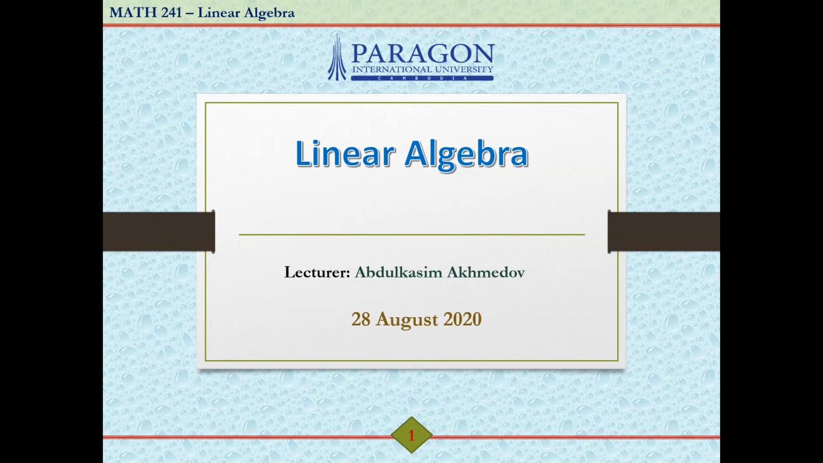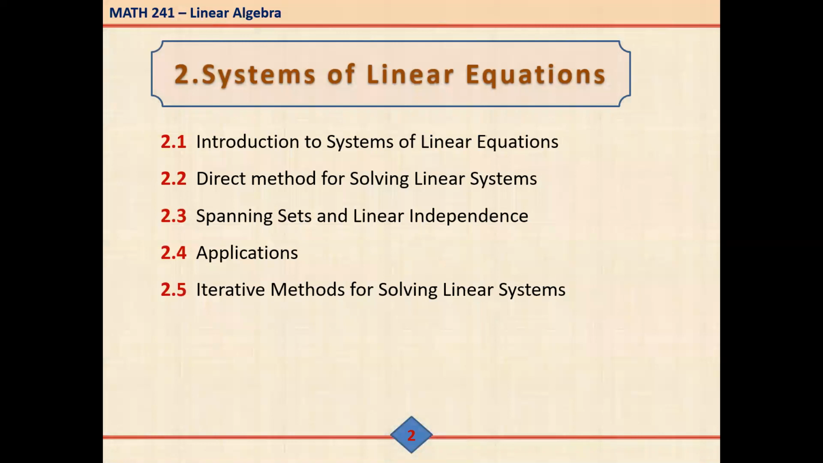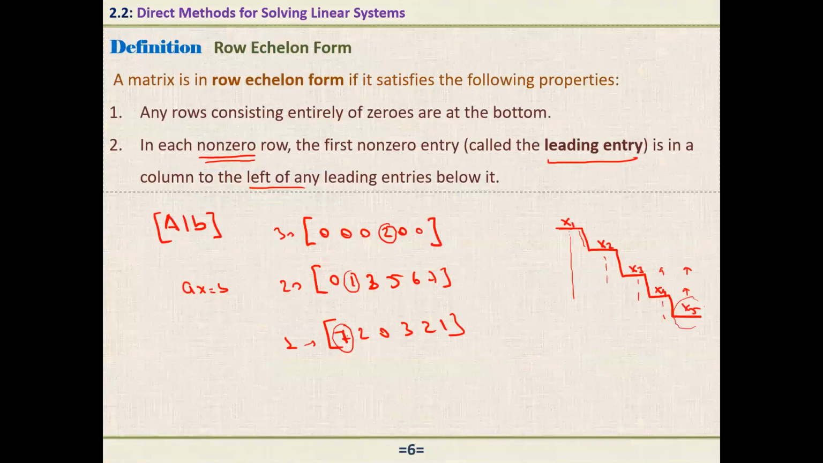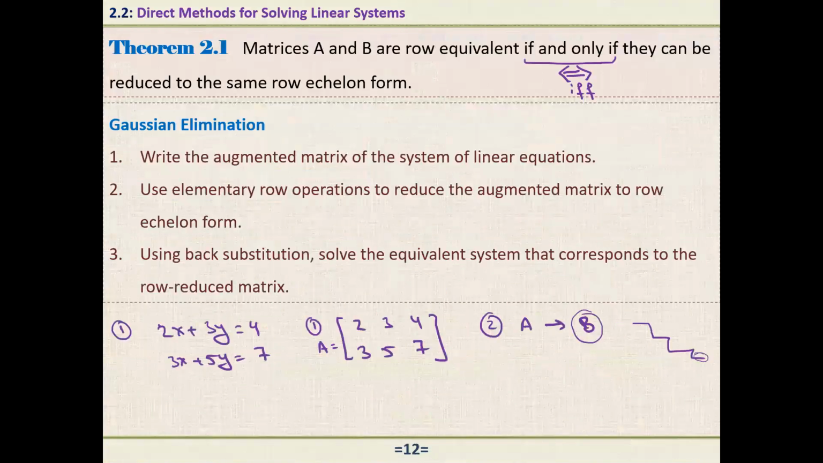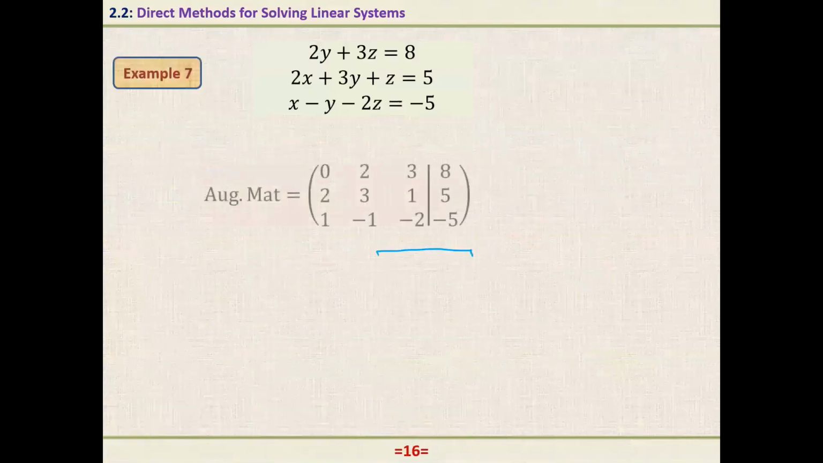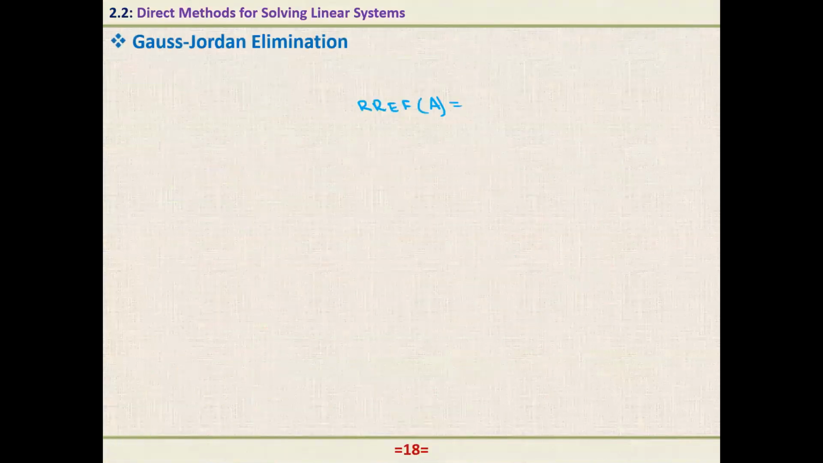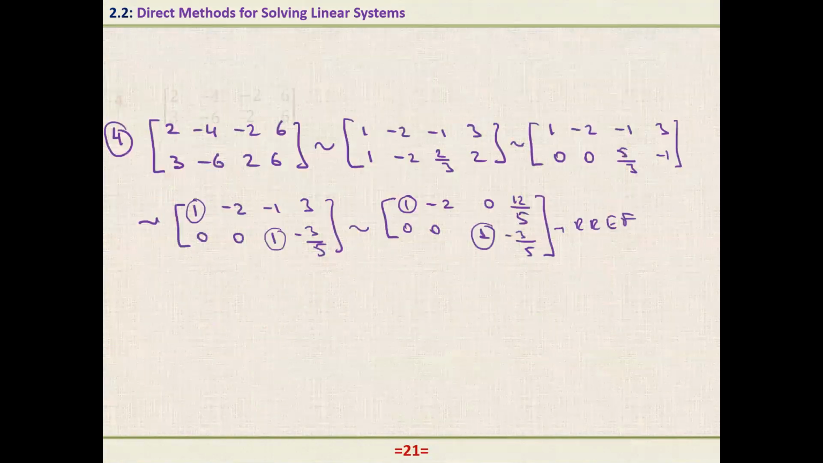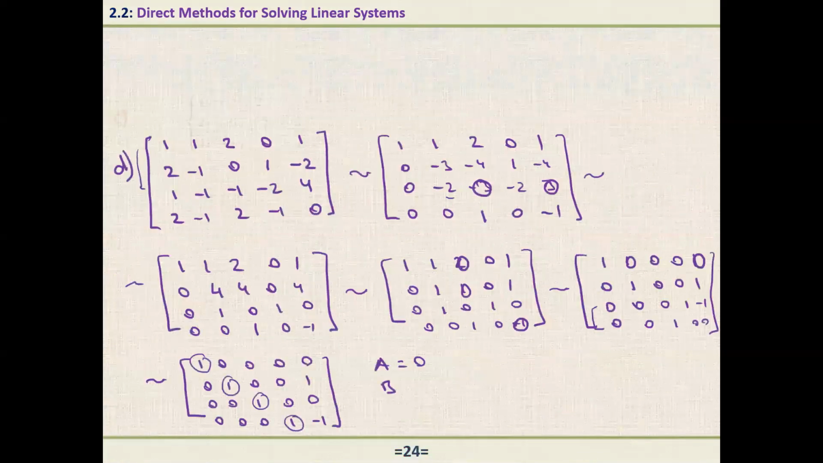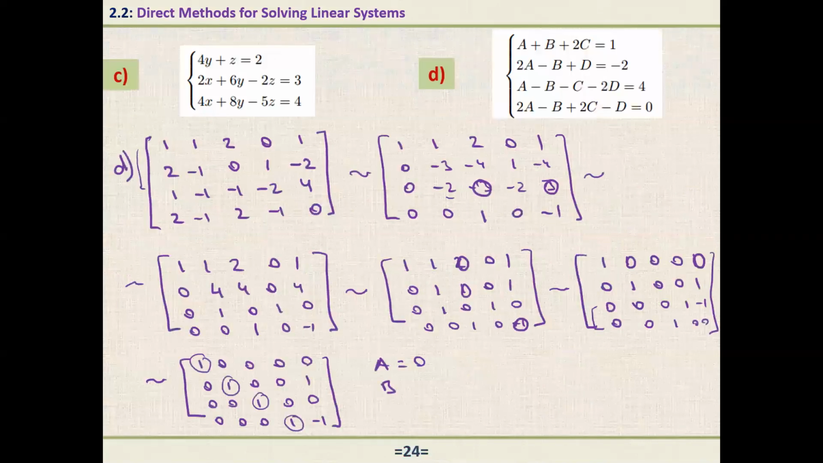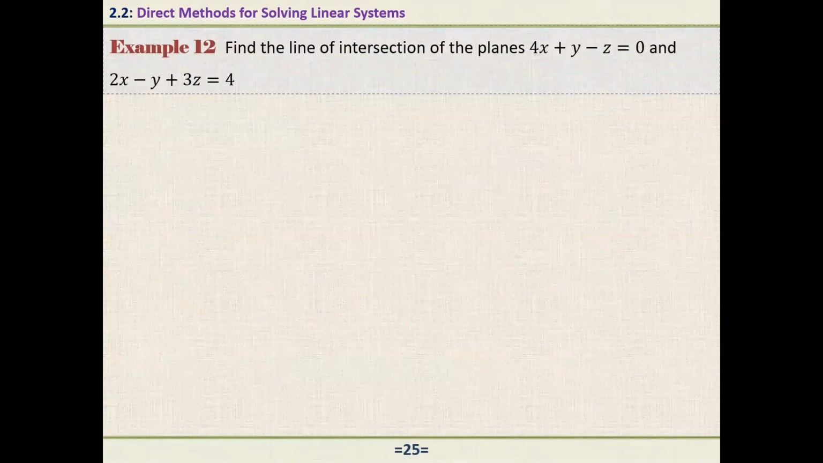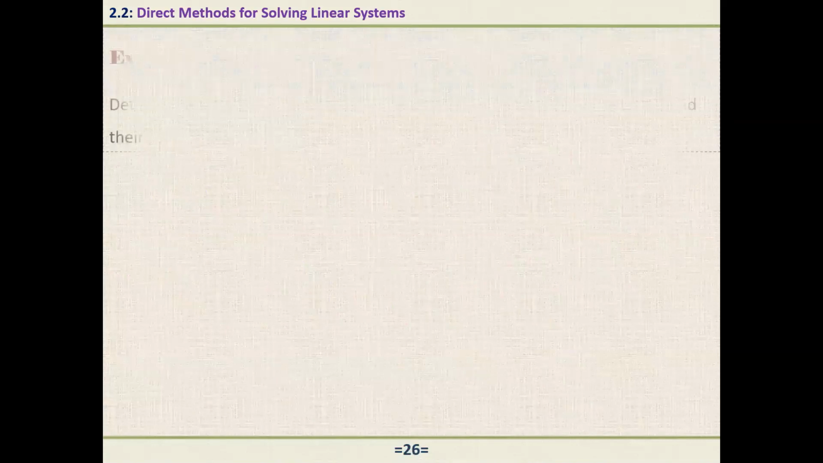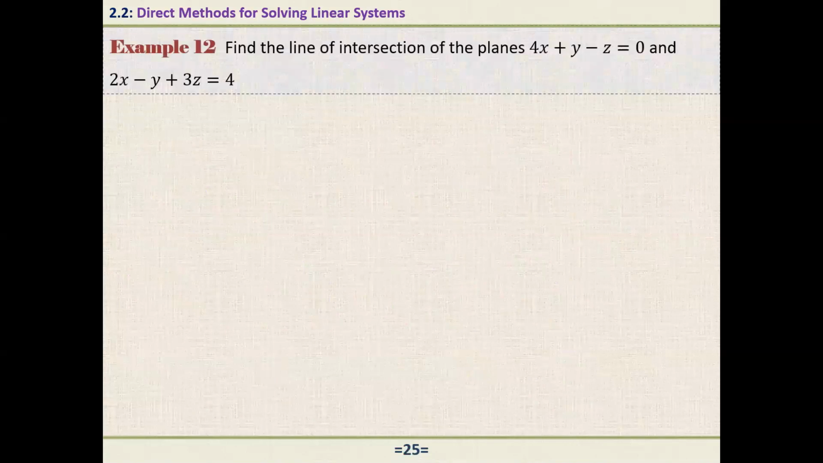So today, as you remember, we were talking about direct methods for solving linear systems. We did a few examples about these methods, and I think we stopped at example 12. All right, so we'll continue from here.